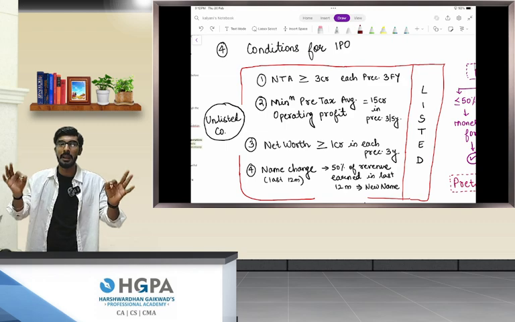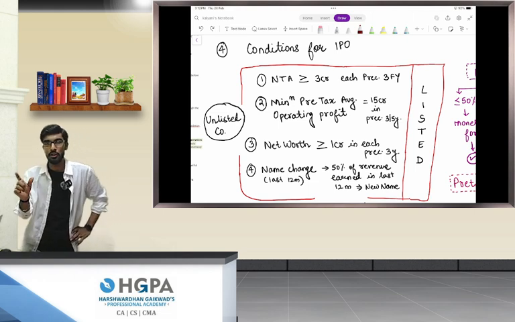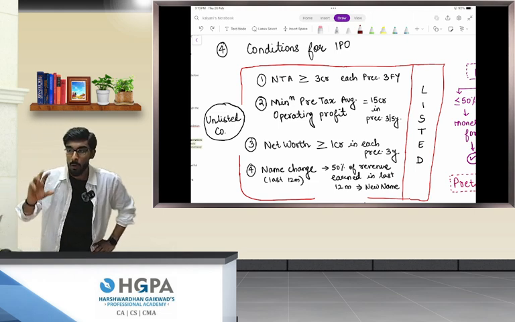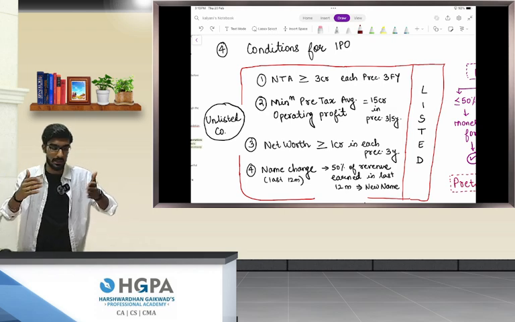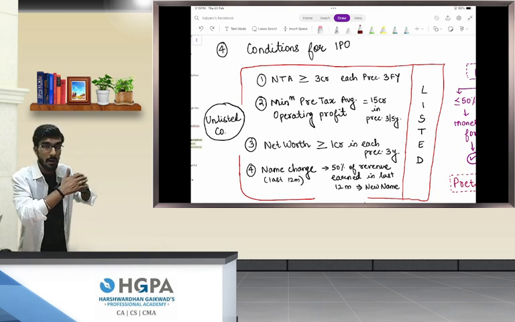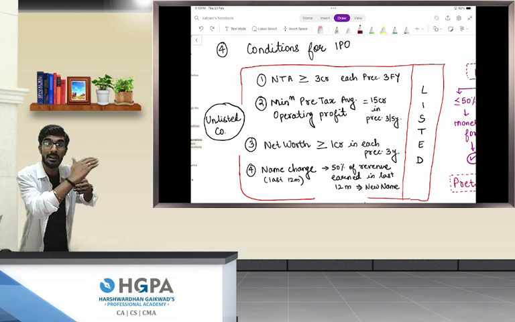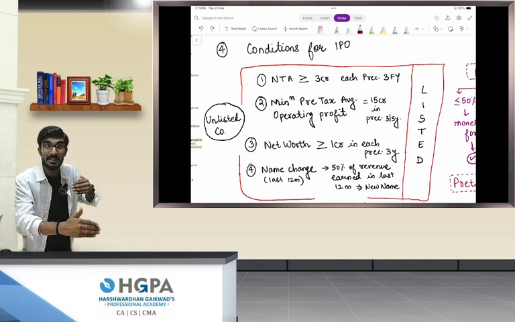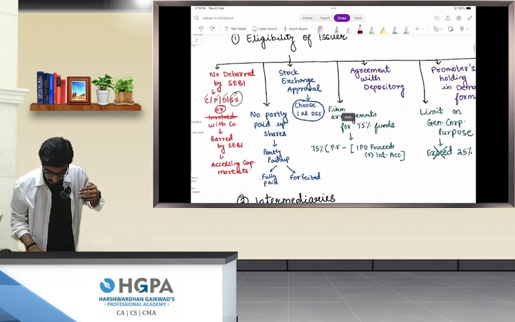Next is the main part, conditions for an IPO. People, when we understood eligibility for an IPO, we understood who can think of an IPO. Lenskart wants to become a cost accountant. First, it has to clear CMA Foundation. After it clears CMA Foundation, it has to clear CMA Inter, correct? And that CMA Inter is the eligibility of the issuer.